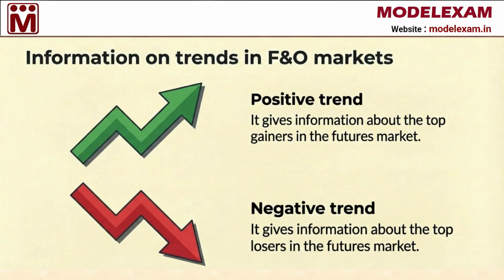We can also identify trends to see which way the market is moving. A positive trend points us toward the top gainers, which are the futures showing the best performance. Conversely, a negative trend highlights the top losers in the futures market. Watching these trends helps you see where the most growth or decline is happening.